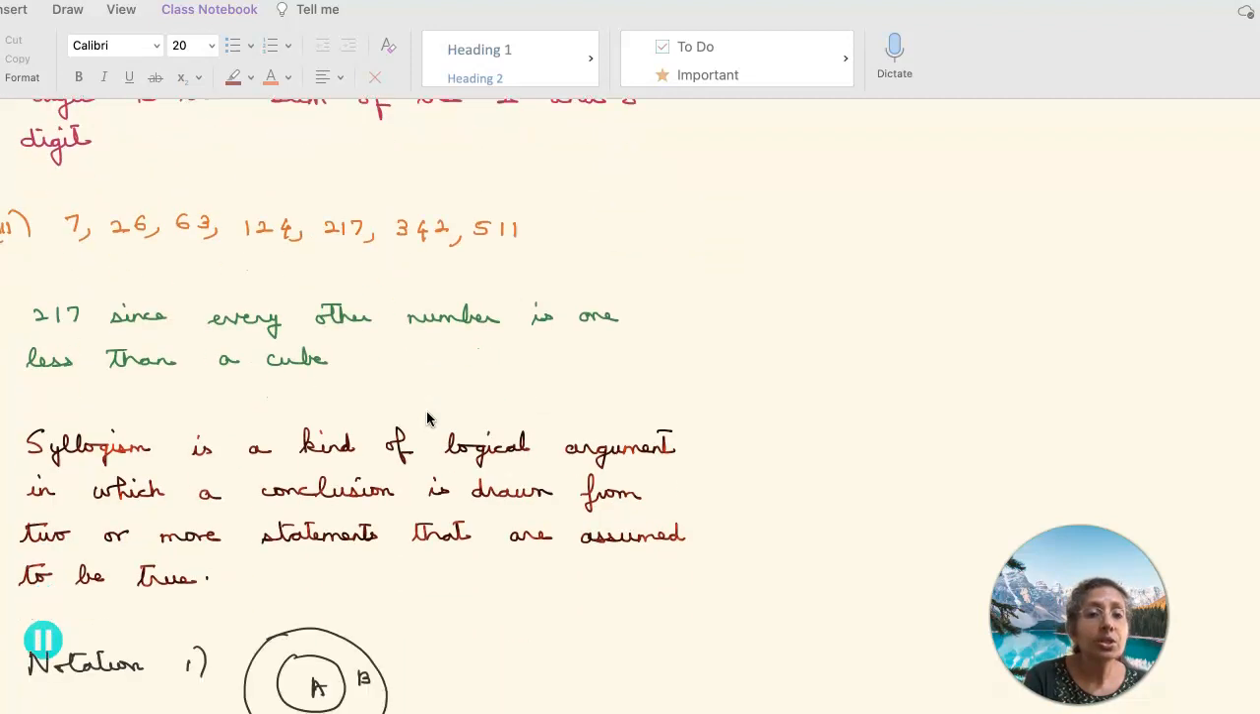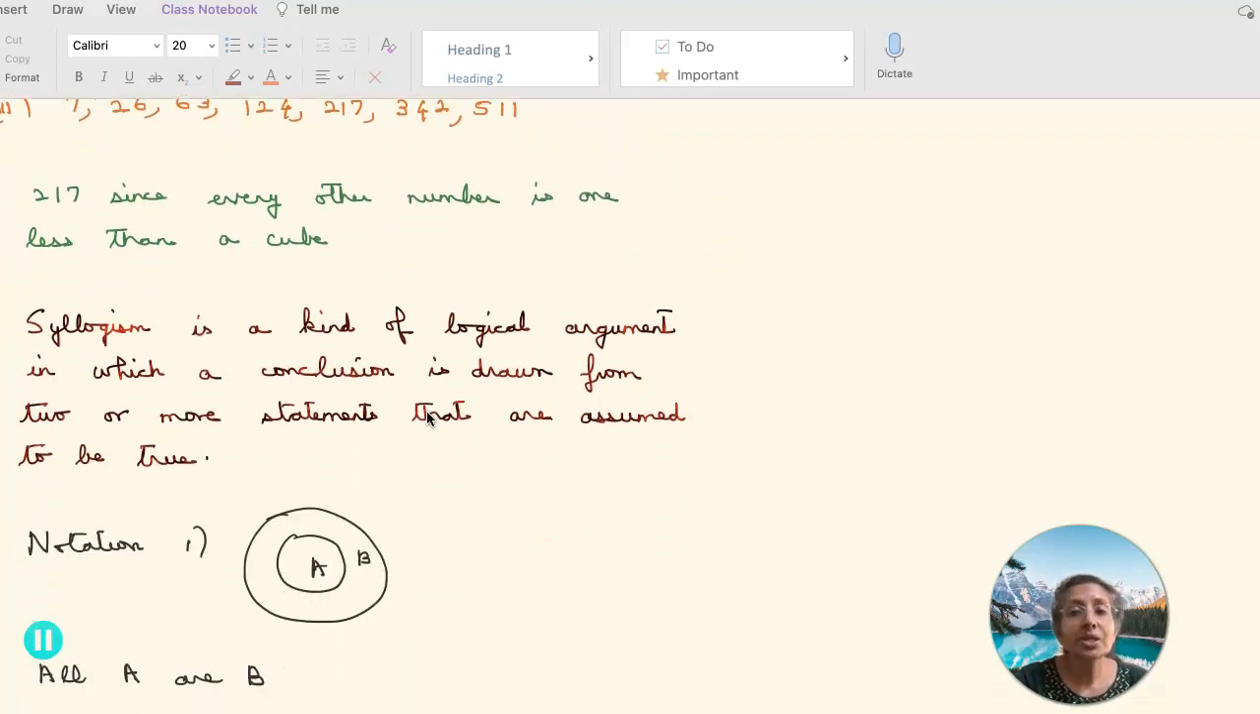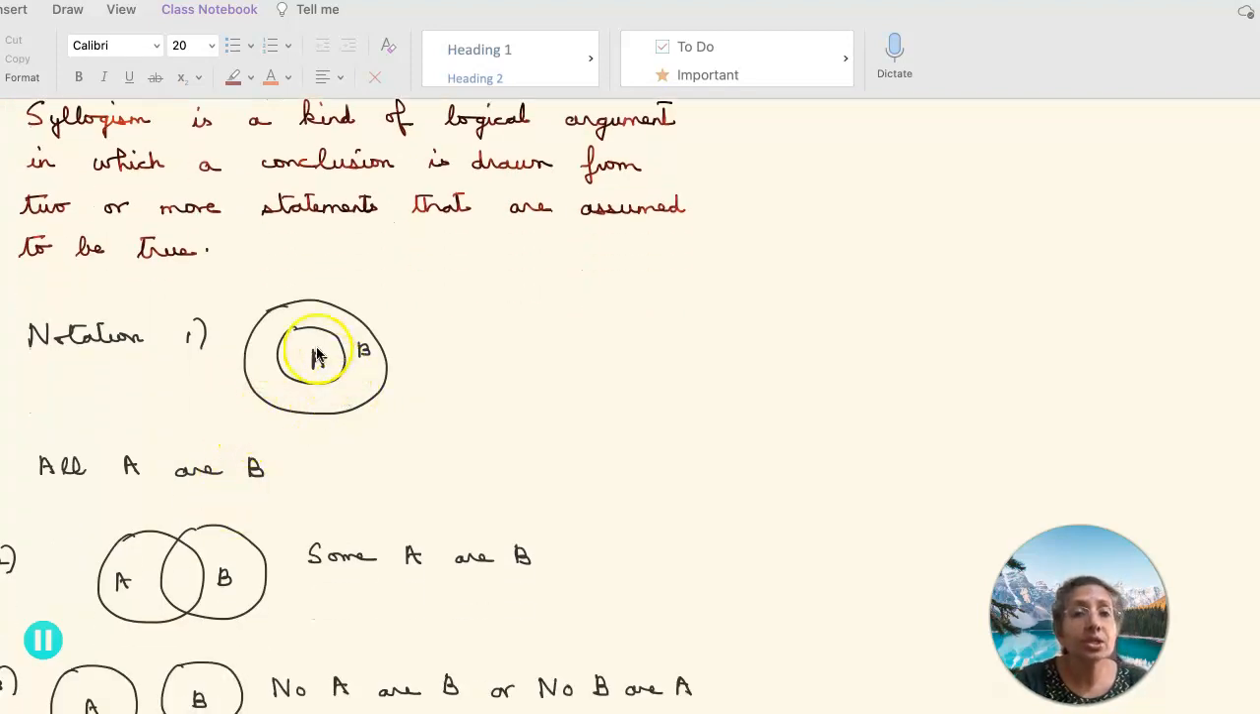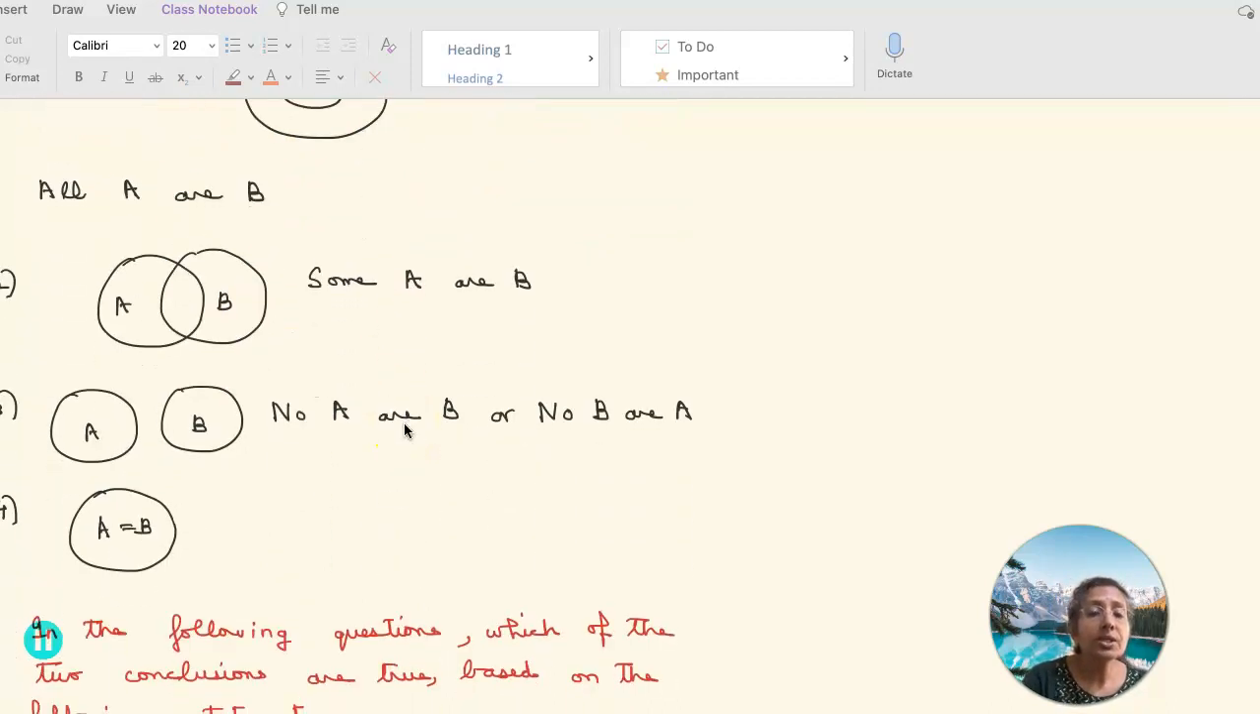Now coming to syllogism. Syllogism is a kind of logical argument in which a conclusion is drawn from two or more statements that are assumed to be true. Before we start, we have some notations. We have the Venn diagram. So if we have this, it means all A are B. When you have the intersection, it is some A are B. When it is separate, no A are B or no B are A. And A equal to B, this is how we have it.